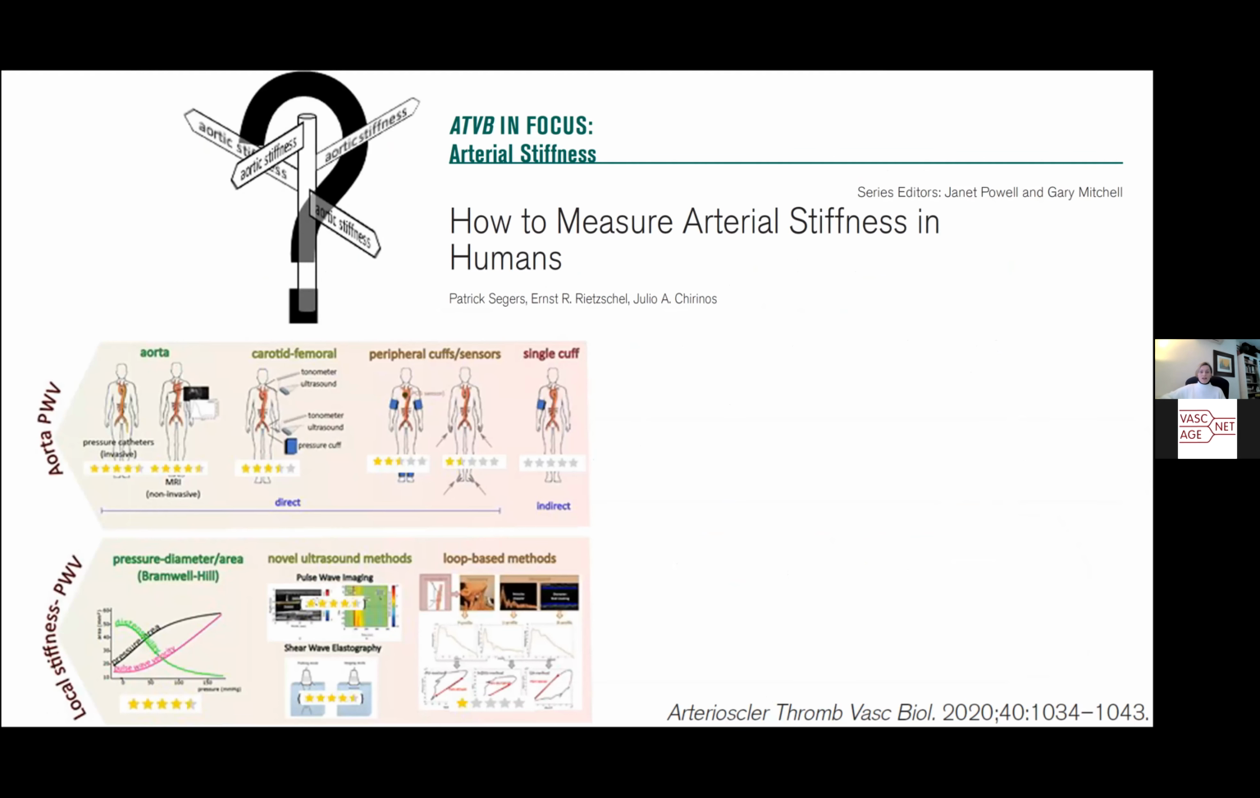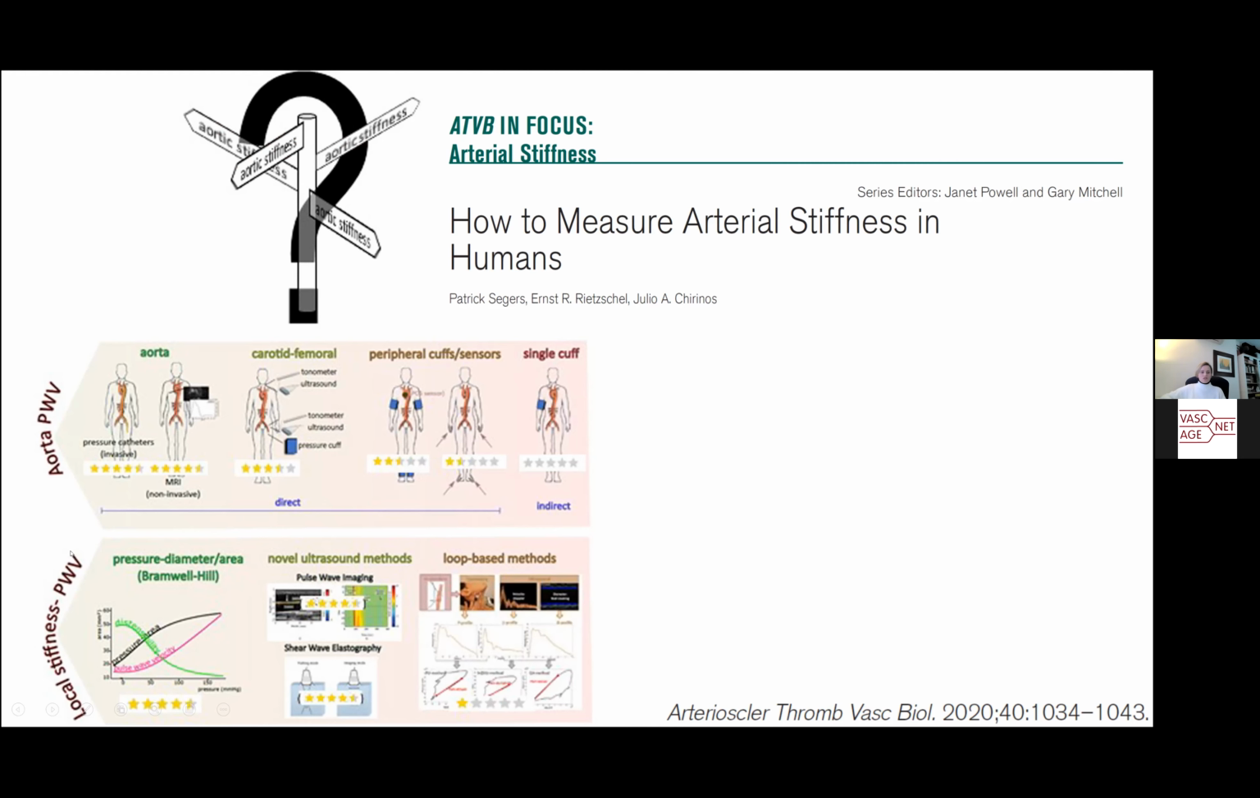Unfortunately, as you may be aware, last year there was this beautiful series in Arteriosclerosis, Thrombosis, and Vascular Biology on arterial stiffness. And Patrick Segers and colleagues also then highlighted how to measure arterial stiffness in humans. And this was the graphical abstract of that paper, where they really said which way to go. There is clearly a big question mark on what's the best method.